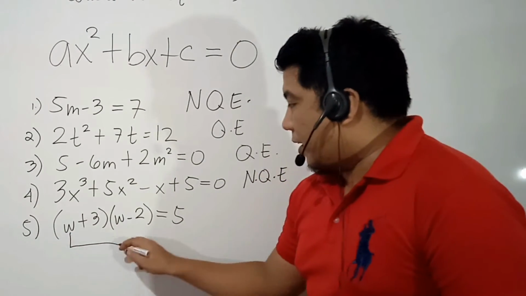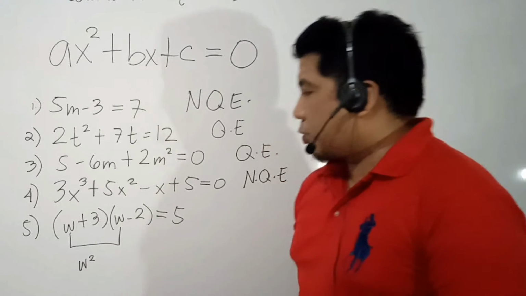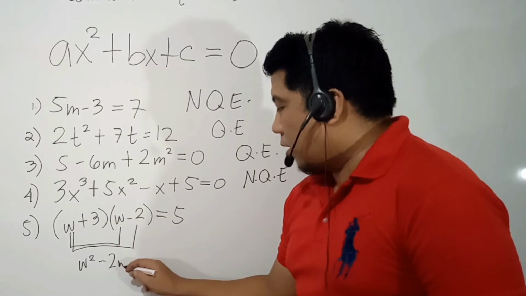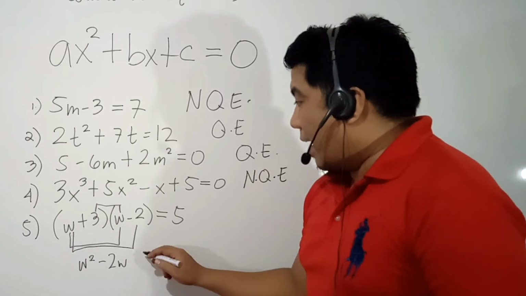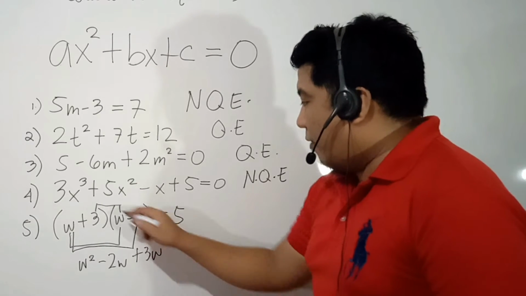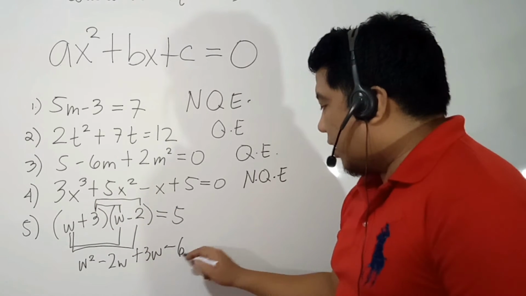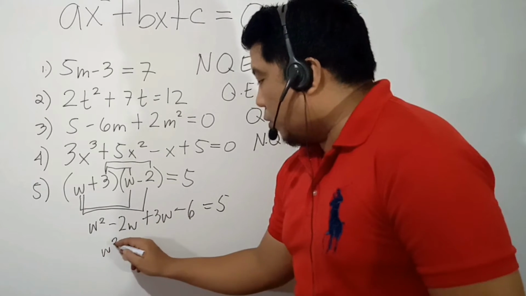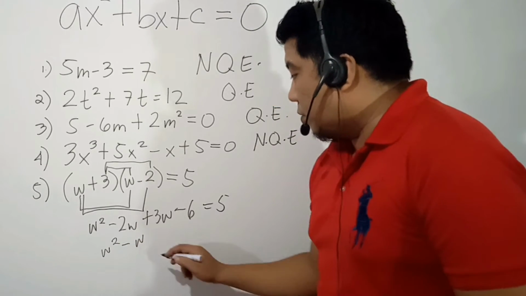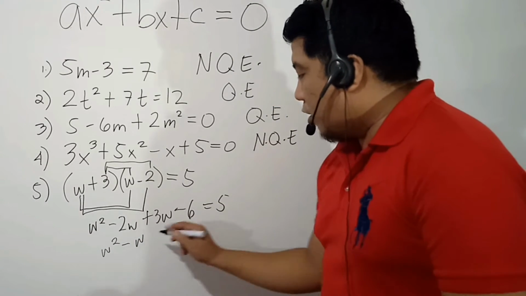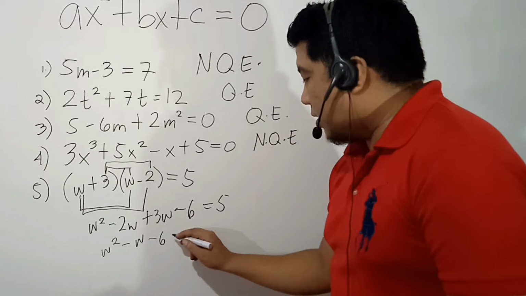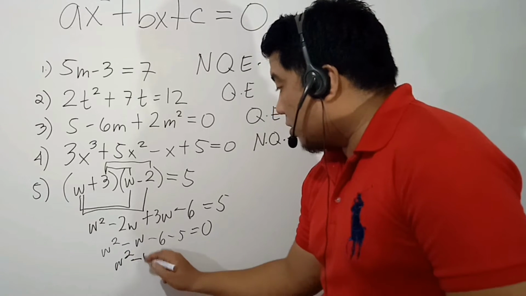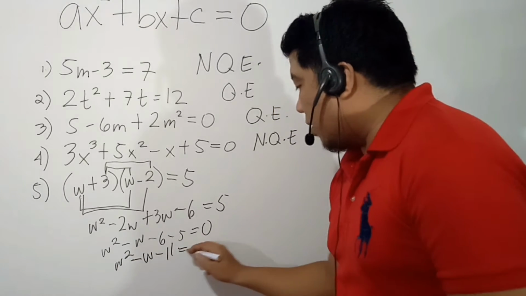If we try to simplify this one, this will become w squared. When we apply the FOIL method here for the outer, we have negative 2w. Then we have the inner, positive 3w. And for the last term, we have negative 6 is equal to 5. So here, we can still simplify this one, so it will become w squared plus w, and we can still transpose our 5 here, so we have negative 6 minus 5. And if we simplify more, we have w squared plus w minus 11 is equal to 0.